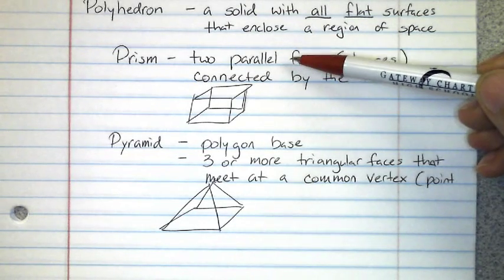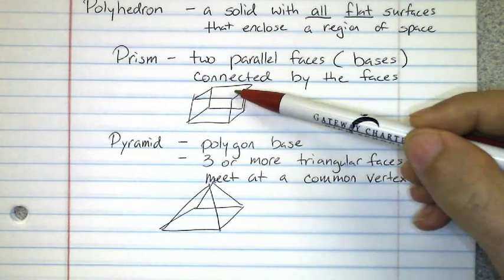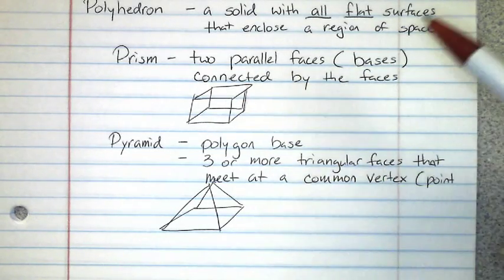First of all is the prism. A prism has two parallel faces that they call the bases. They're connected by the faces that go around.